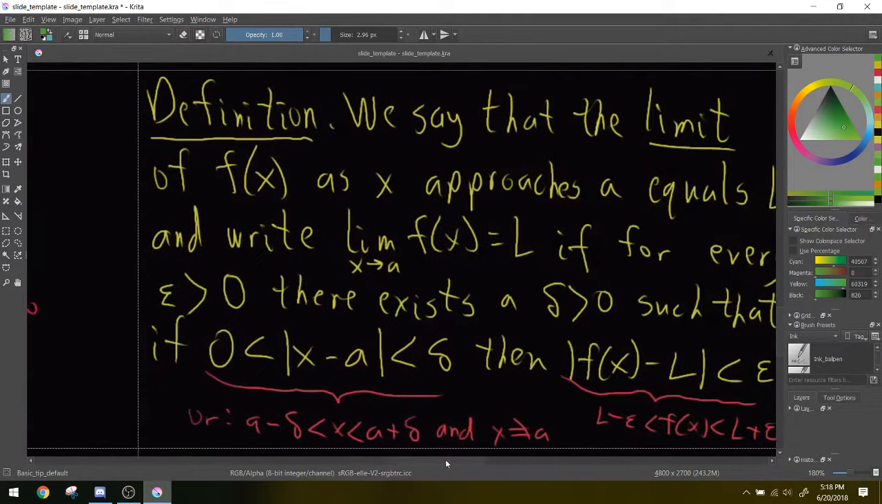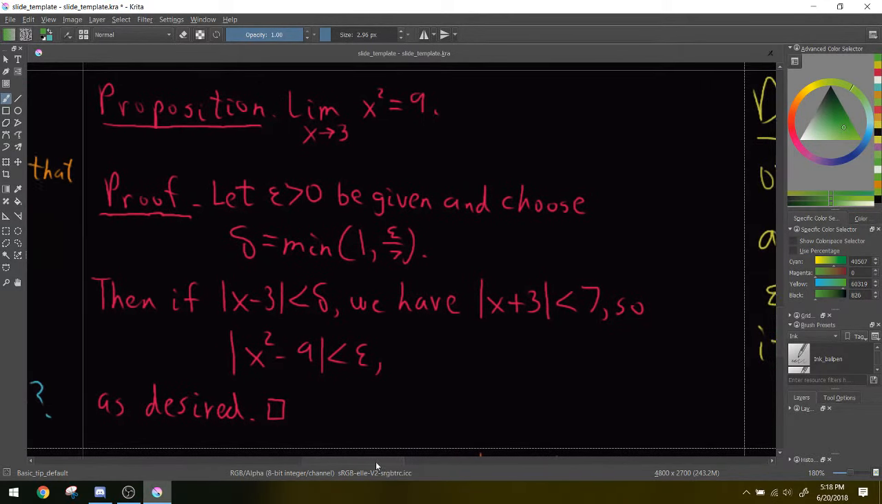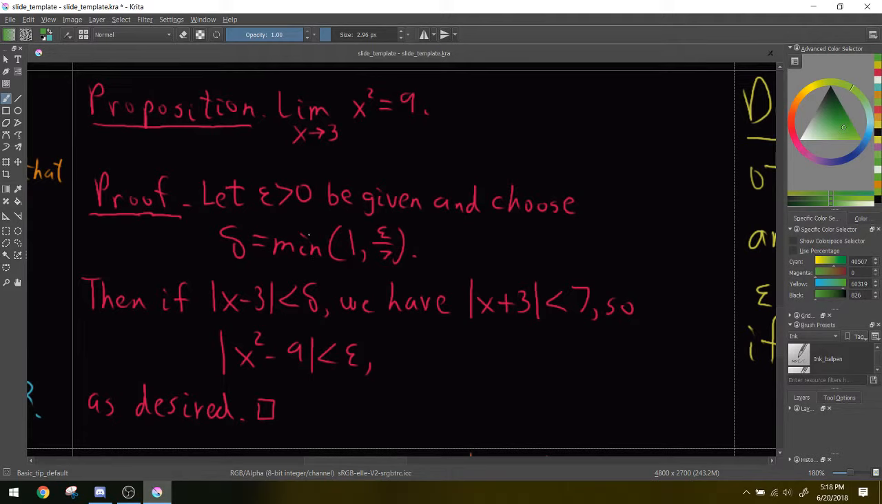Well, maybe we can look at this. This was one of the proofs that we did last time. This is a little harder. This was proving for a quadratic. We were proving that the limit as x goes to 3 of x squared is 9, and we started by saying let epsilon greater than 0 be given.